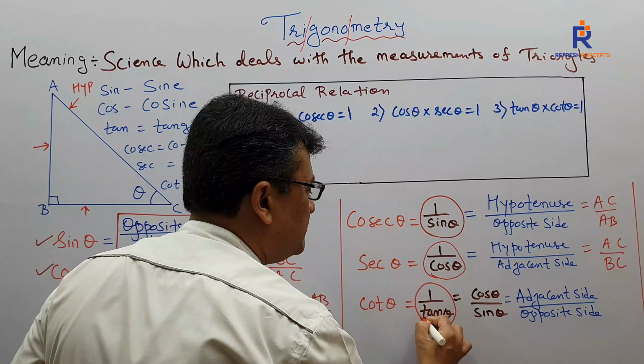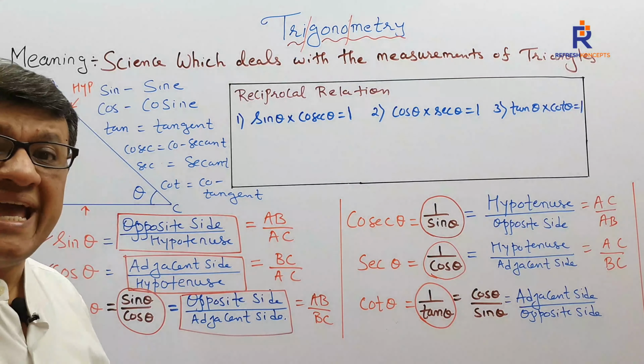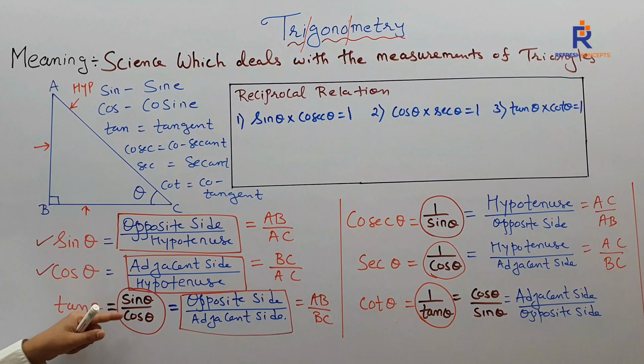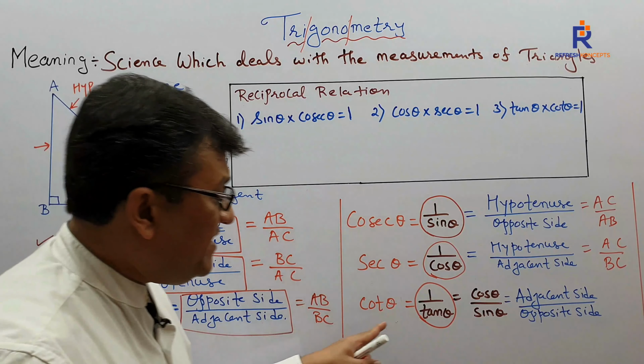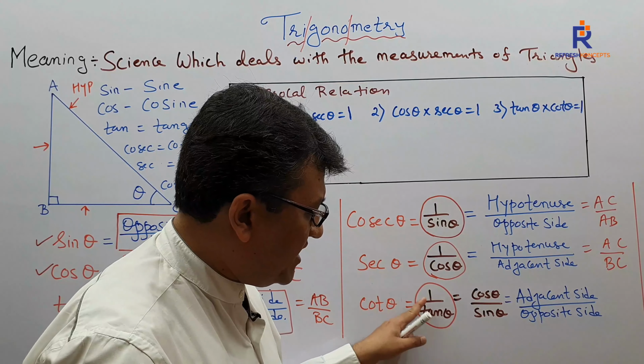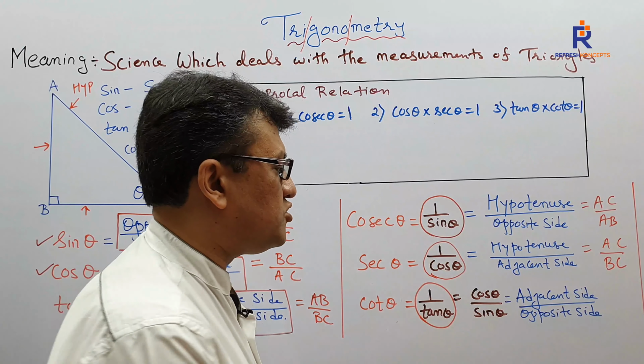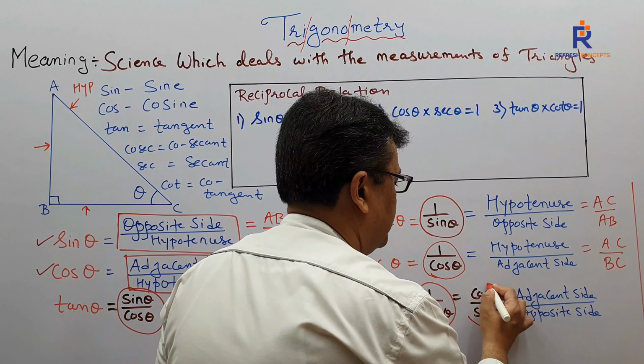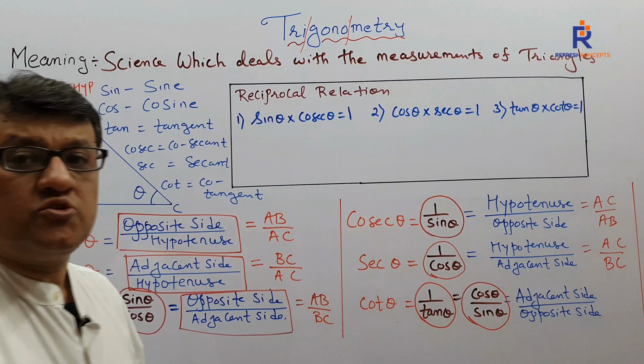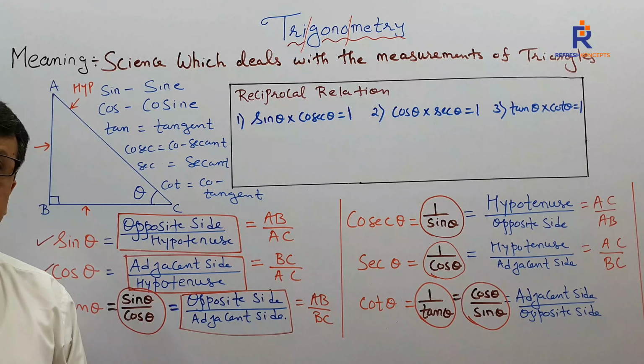So, first relation, cot is nothing but 1 by tan. But what is tan? Tan itself is sine by cos. So if I write 1 upon sine by cos, cos shall go up, and I can write cot as also cos by sine.